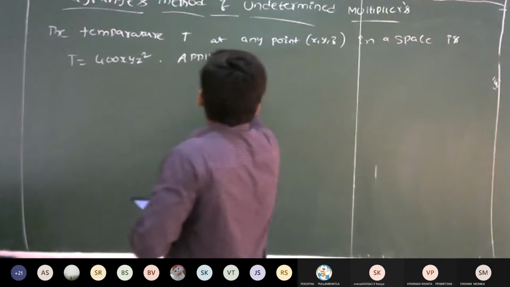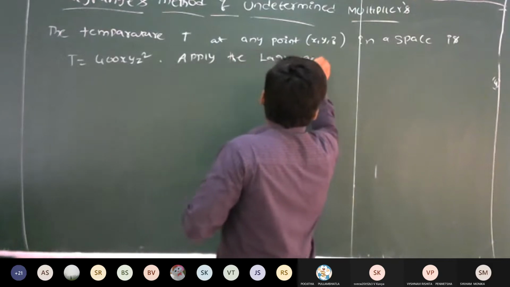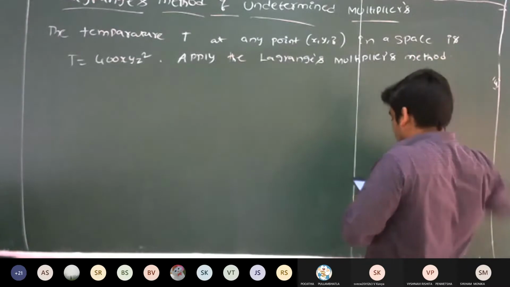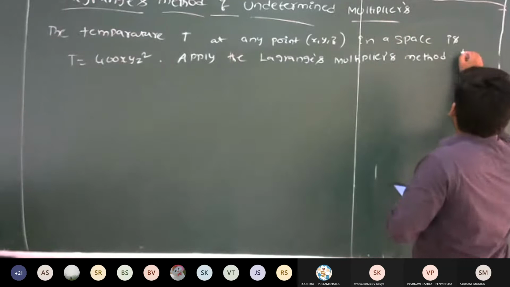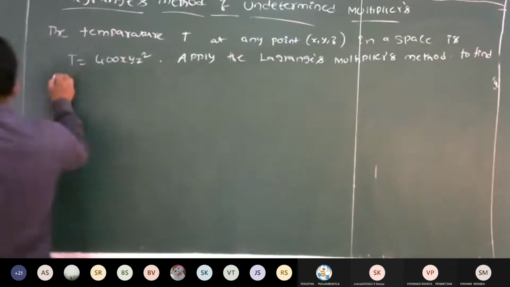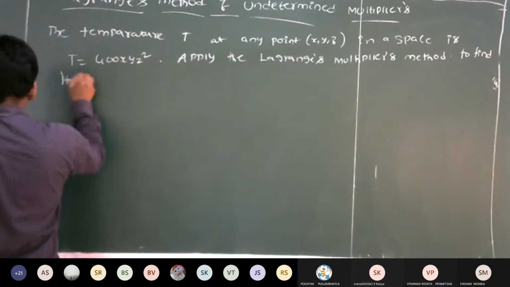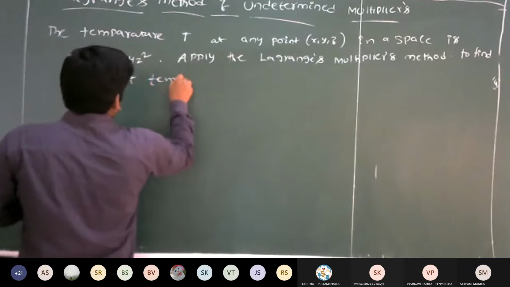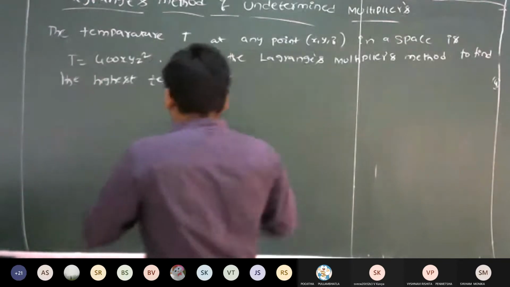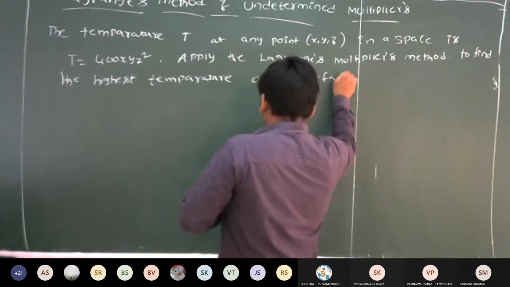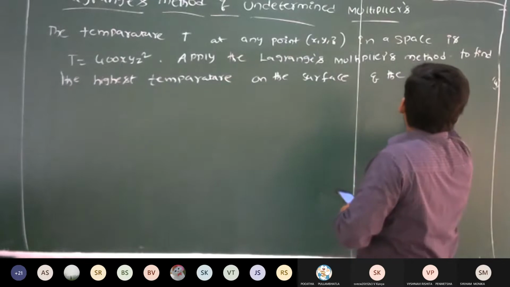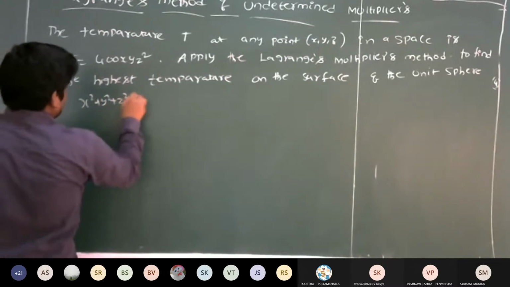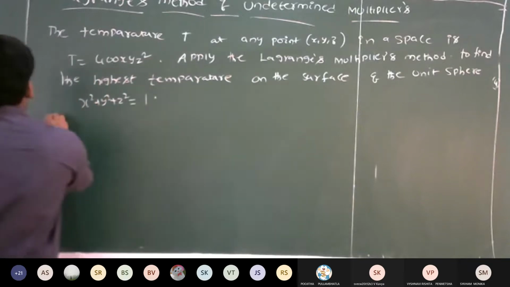Apply Lagrange's multipliers method, or Lagrange's method of undetermined multiplier, whatever it may be, to find the highest temperature on the surface of the unit sphere, x square plus y square plus z square is equal to 1.